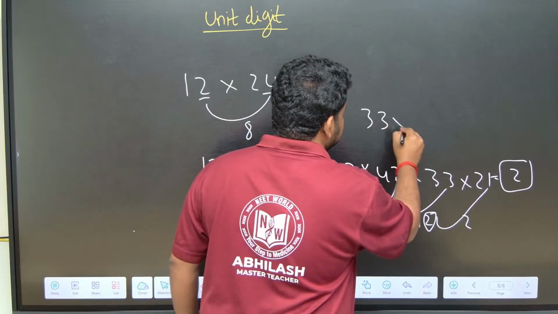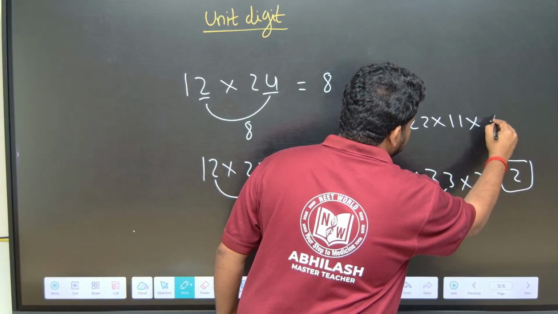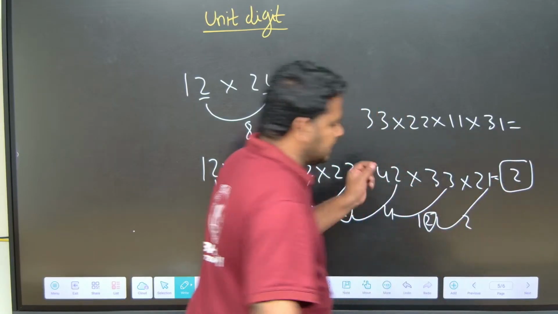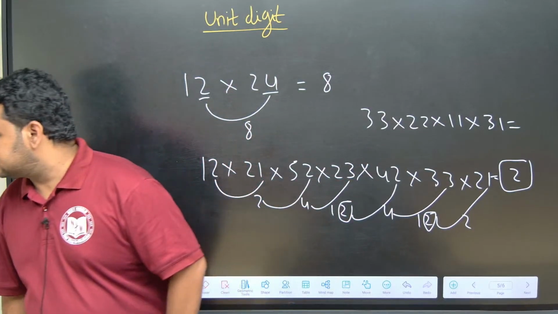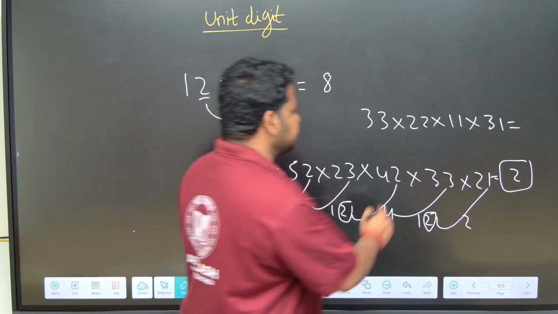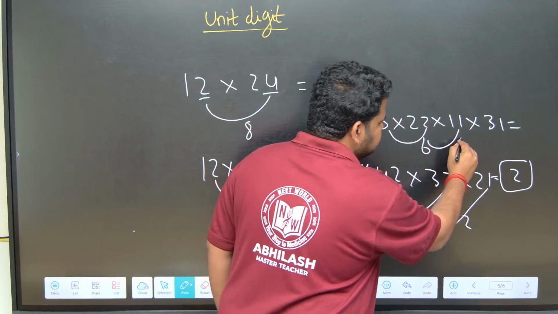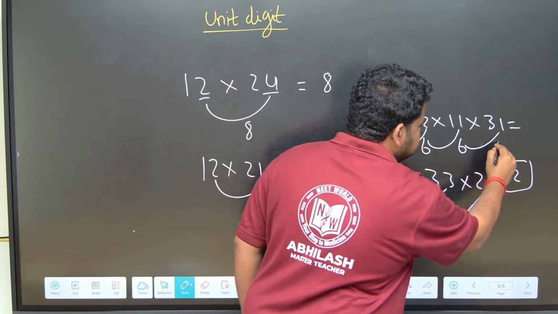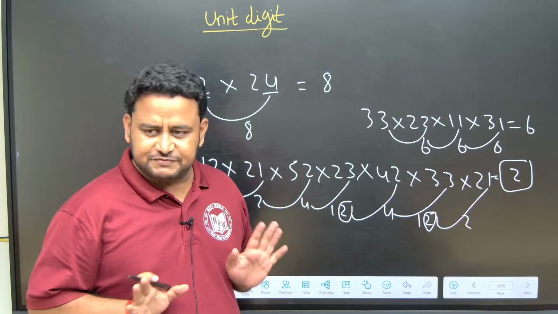Let me give another very simple question. Try to solve this: 33 into 22 into 11 into 31. I will give 1 minute. Try to solve. What is the unit digit of this? See here, 3 into 2 is 6. 6 into 1 is 6. 6 into 1 is 6. So the answer is 6. Clear? Understood? Such types of questions we can solve.